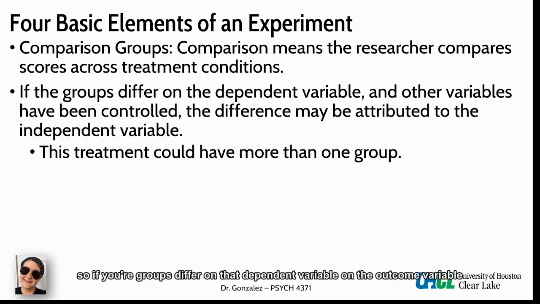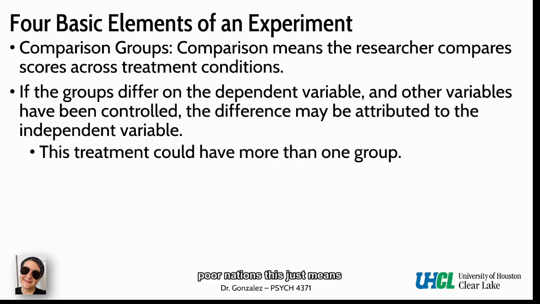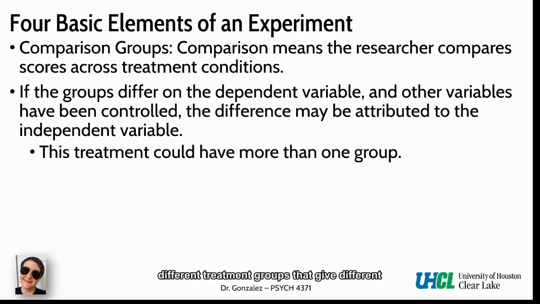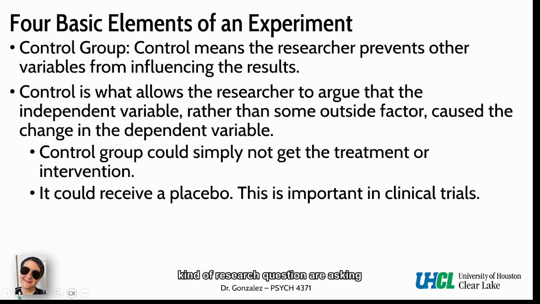So if your groups differ on that dependent variable, on that outcome variable, and you controlled for all of the other possible explanations, this just means I've got high internal validity in my study, and I can attribute those changes to that independent variable. Now, you can achieve this by having one treatment group and a control, or you may have different treatment groups that give different levels of your intervention and then one control. It all depends on what kind of research question you're asking.